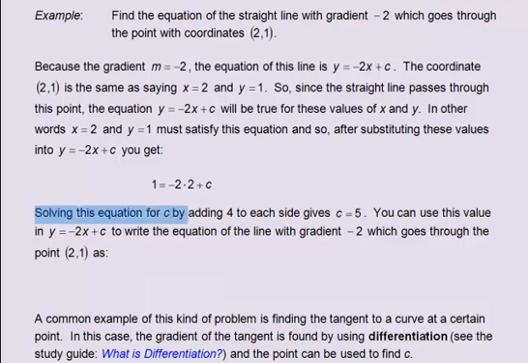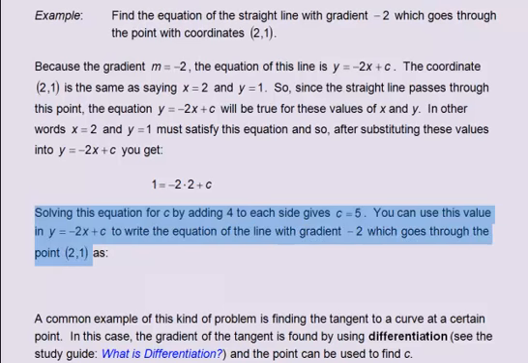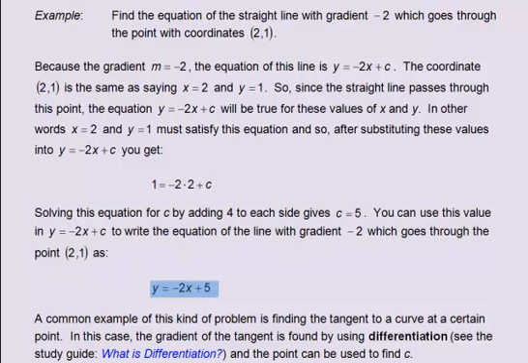Solving this equation for c by adding 4 to each side gives c = 5. You can use this value in y = -2x + c to write the equation of the line with gradient minus 2 which goes through the point (2, 1) as y = -2x + 5. A common example of this kind of problem is finding the tangent to a curve at a certain point. In this case, the gradient of the tangent is found by using differentiation. See the study guide, What is differentiation? And the point can be used to find c.